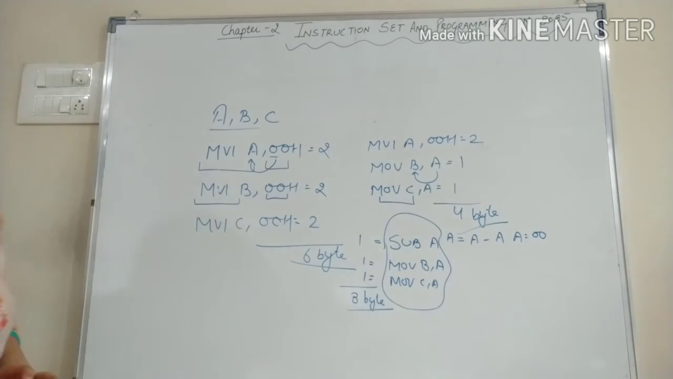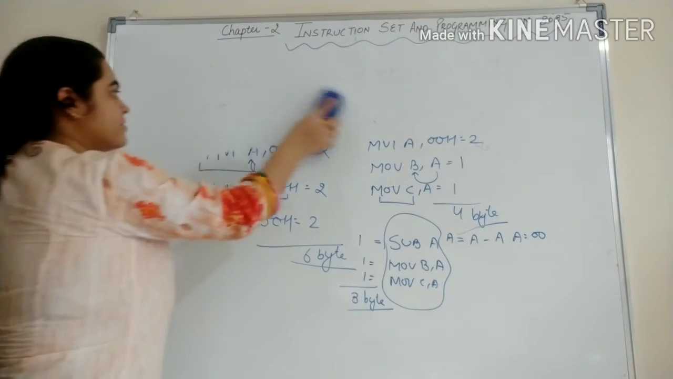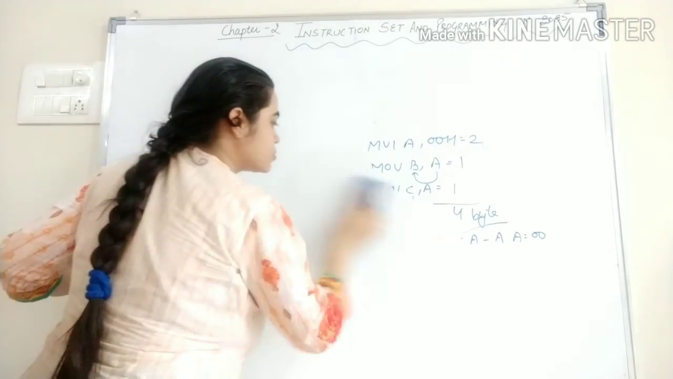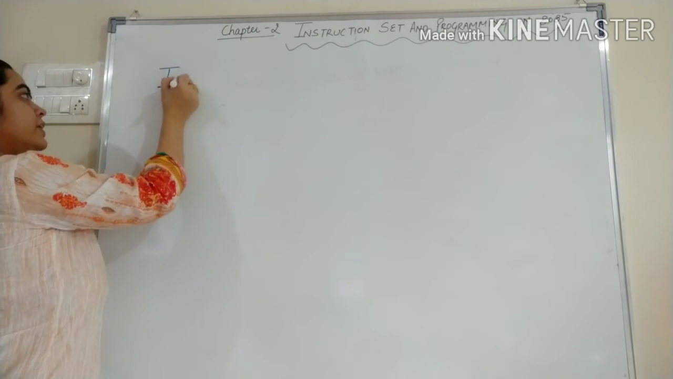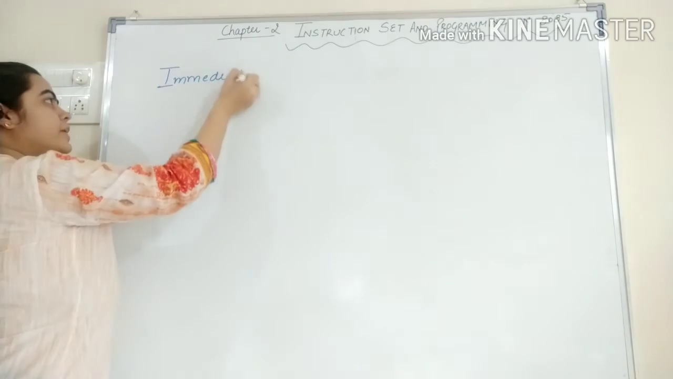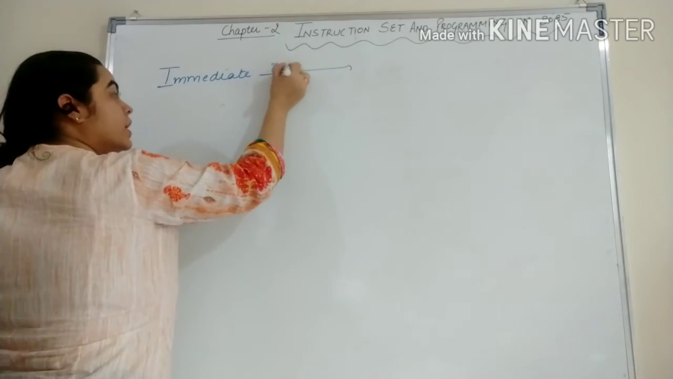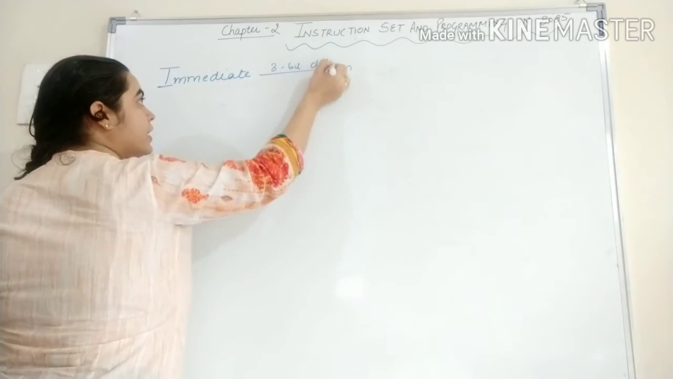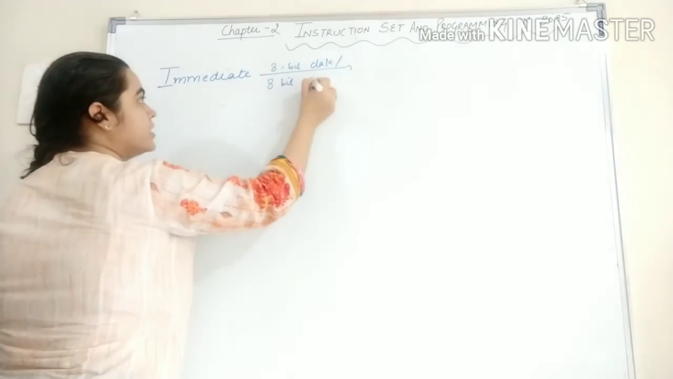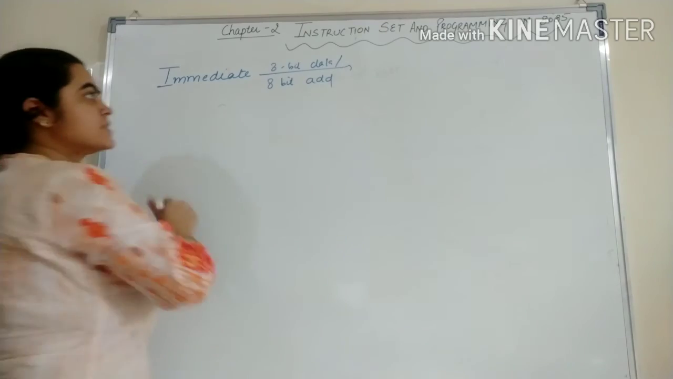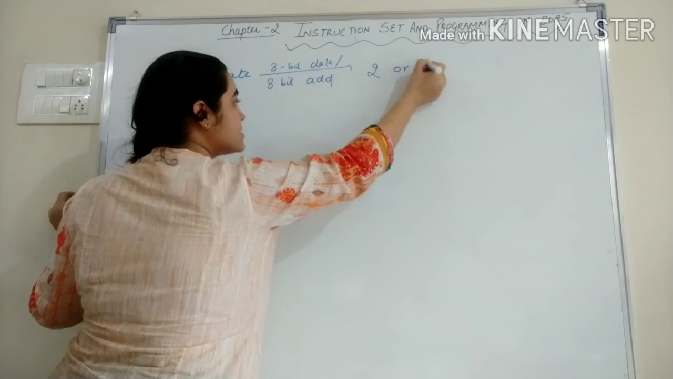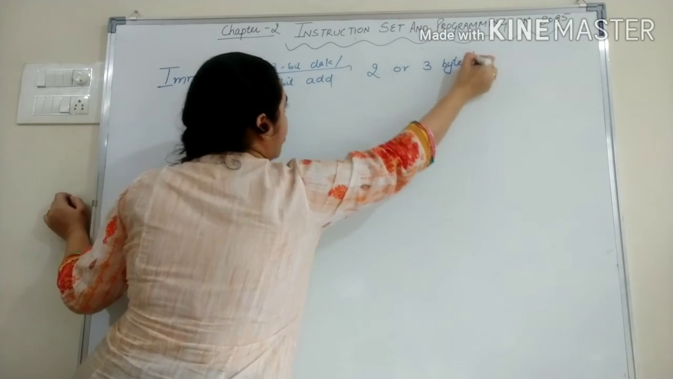So this is all about the addressing modes of 8085. Now I will summarize all the addressing modes of 8085. First one is the immediate addressing mode. Students, in case of immediate addressing mode, the 8-bit data or the 16-bit address is within the instruction only. Basically these are either 2-byte instructions or 3-byte long instructions.